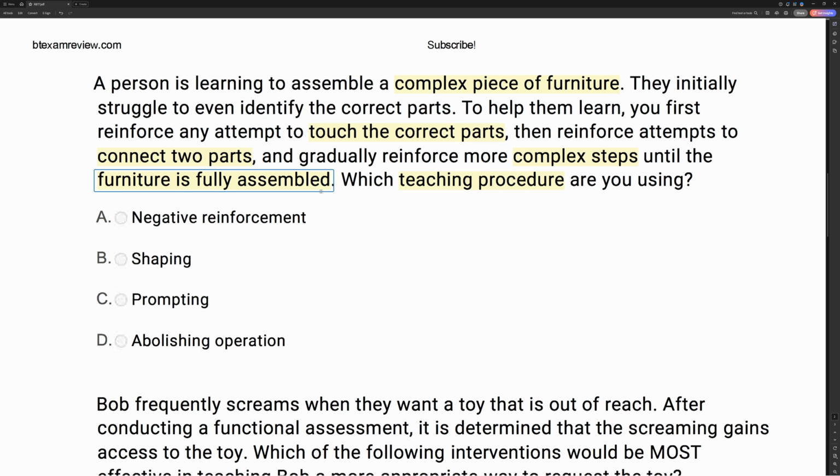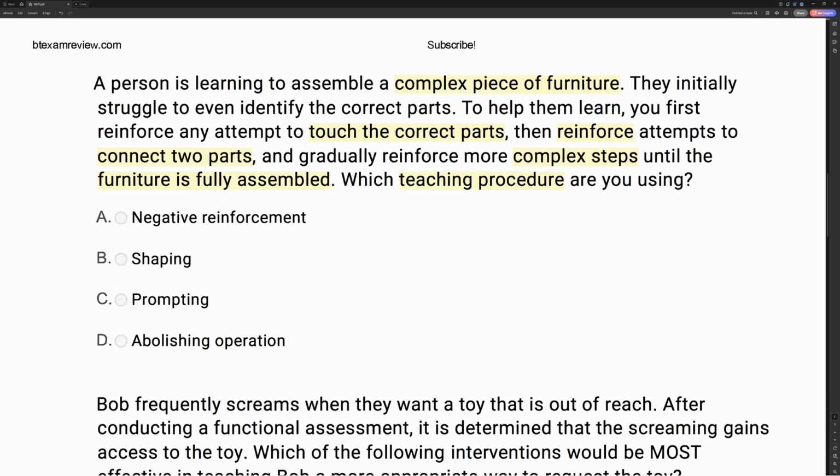So when we take a complex behavior and we have these approximations or these steps towards that behavior, and we start reinforcing as we get closer and closer to that complete behavior, which is assembling the furniture, what do we call that? Well, whenever we have approximations and we have terminal behaviors, it's going to be shaping. If we look at A, negative reinforcement, one, is not a teaching procedure, it's a consequence, right? And two, it just says you're using reinforcement. It never says what kind. So A is out. B, shaping is what we predicted.